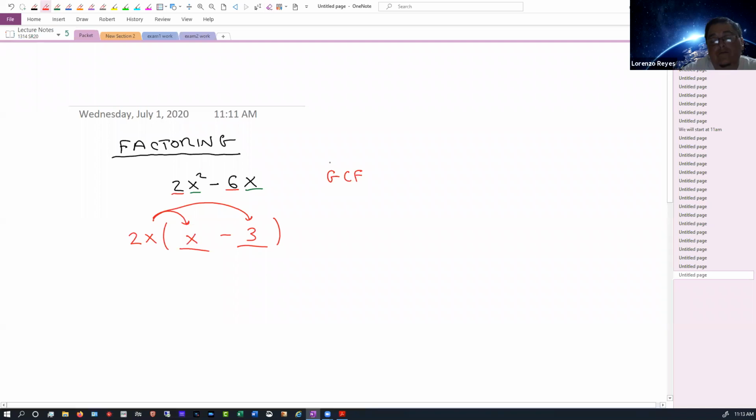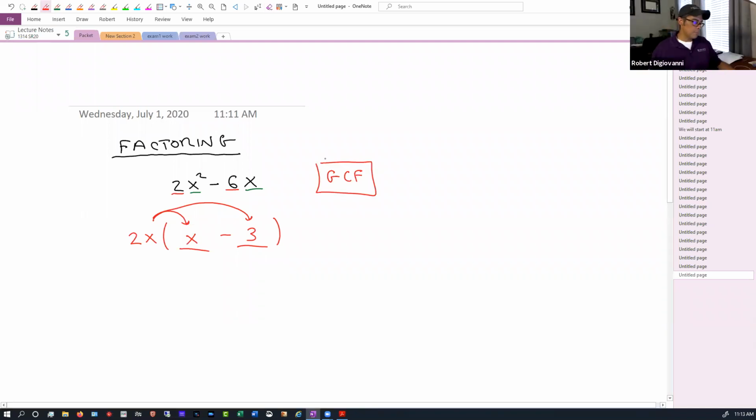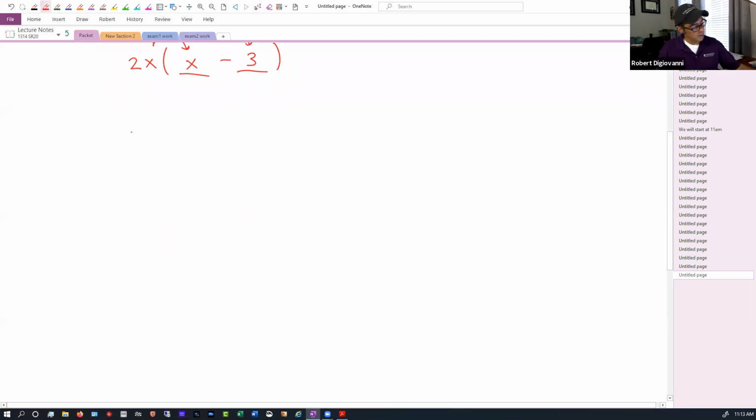So that is known as GCF. But that's all we've talked about in terms of factoring. So what we're going to do now, I'm going to give you a set of steps on how to factor. All right, the first step to factoring anything is always GCF. You always look for greatest common factor and see if you can pull something out. That's always step number 1.